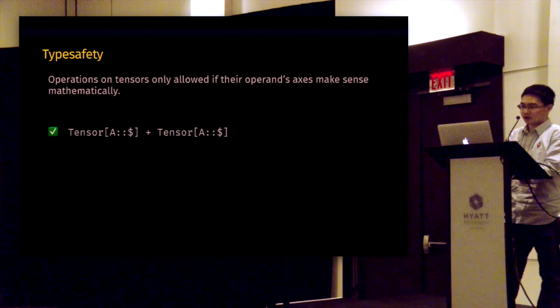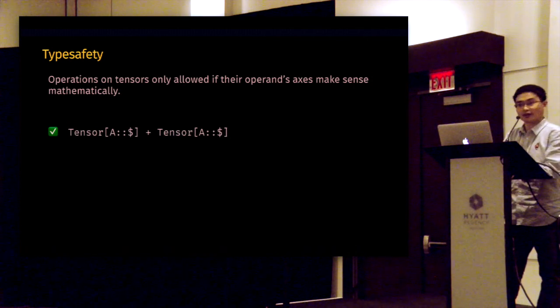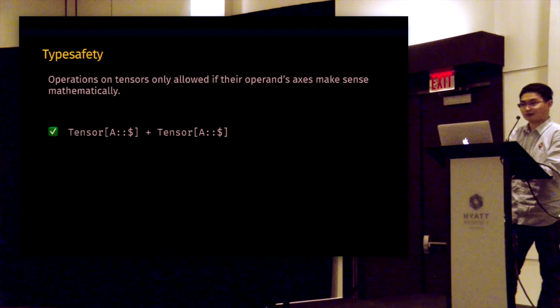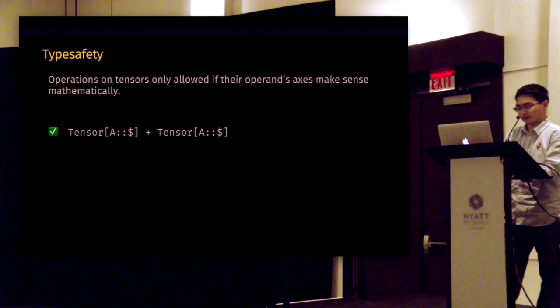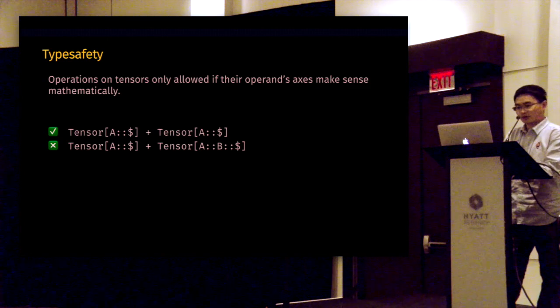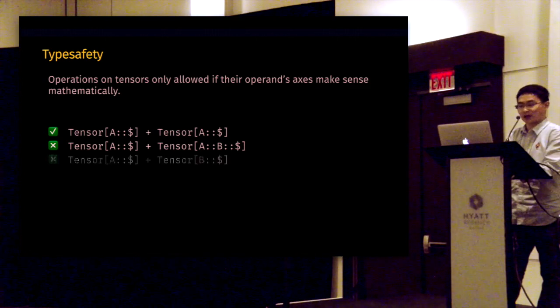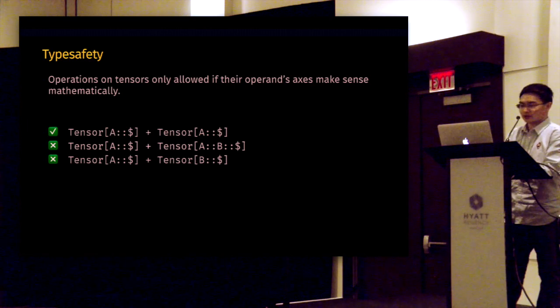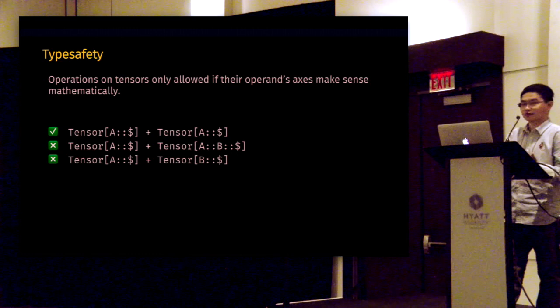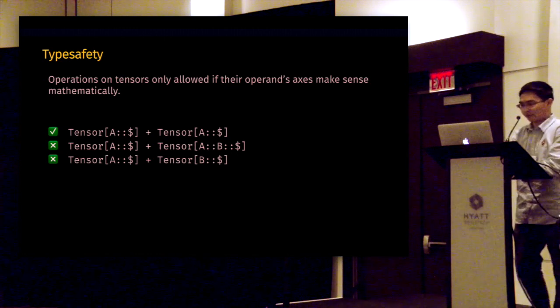For example, we have a vector. This dollar sign is H-nil. This is a shorter notation. So if we have a tensor of A plus another tensor of A, okay, this is vector addition, okay. But if we have a tensor of A plus a matrix, it doesn't compile. A tensor of A plus a tensor of B doesn't compile. These are both vectors, but they mean different things.